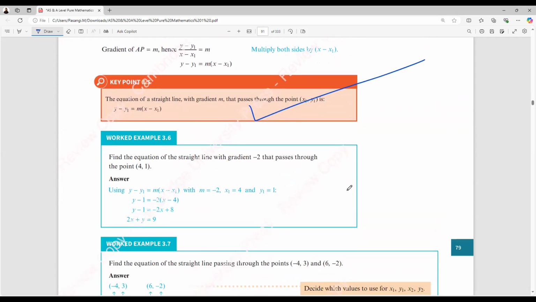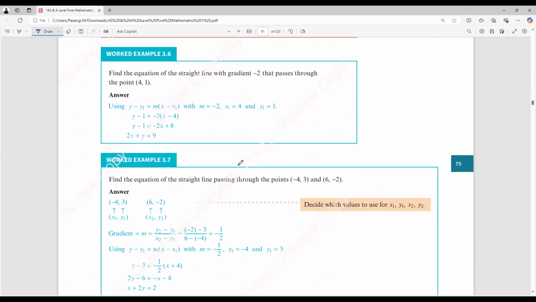Okay. Can you work on the worked examples? Okay. Yes.